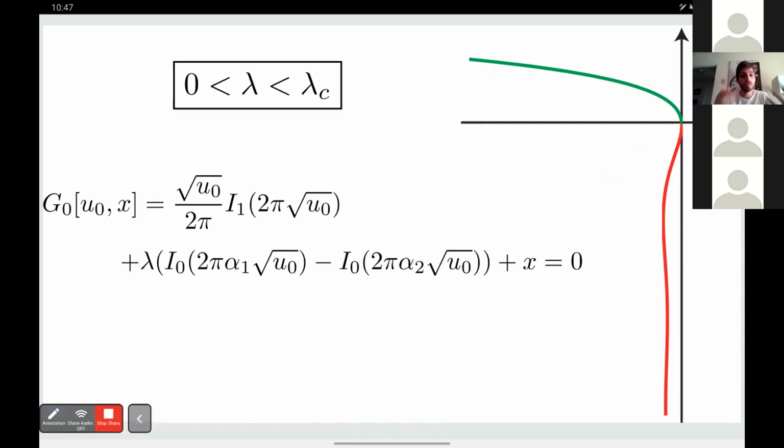So now we're ready to go further, okay? We can continue this into the region in which we know the Witten computation fails. This is to say for lambda larger than lambda c.